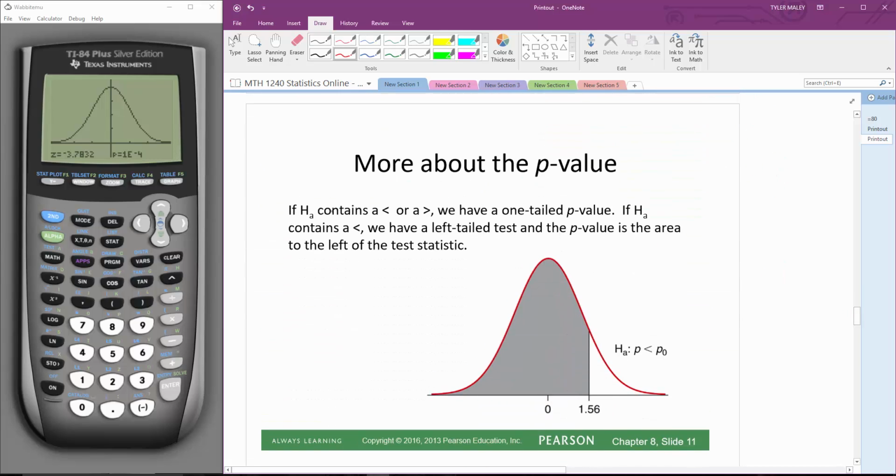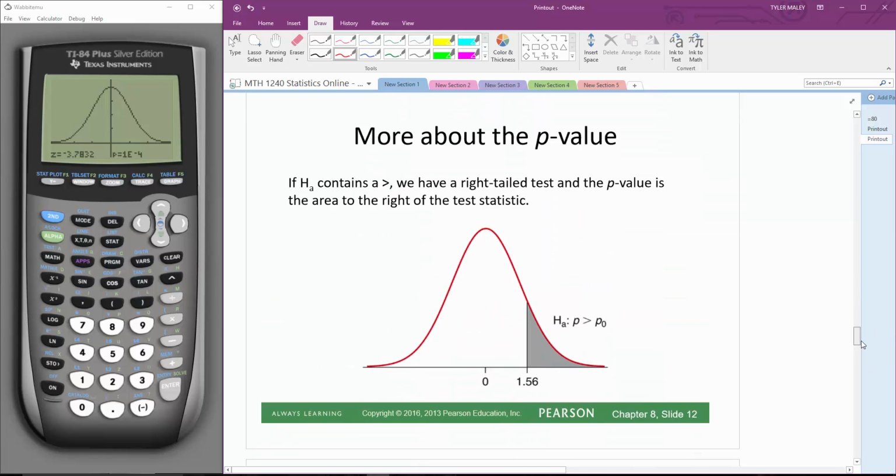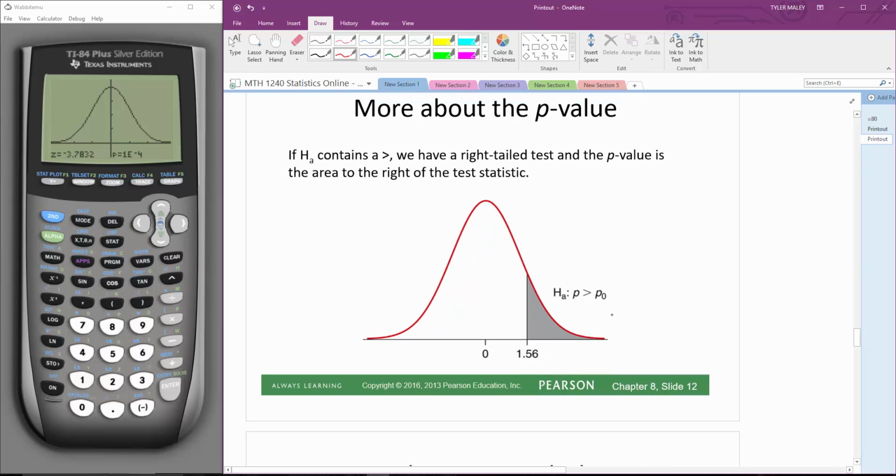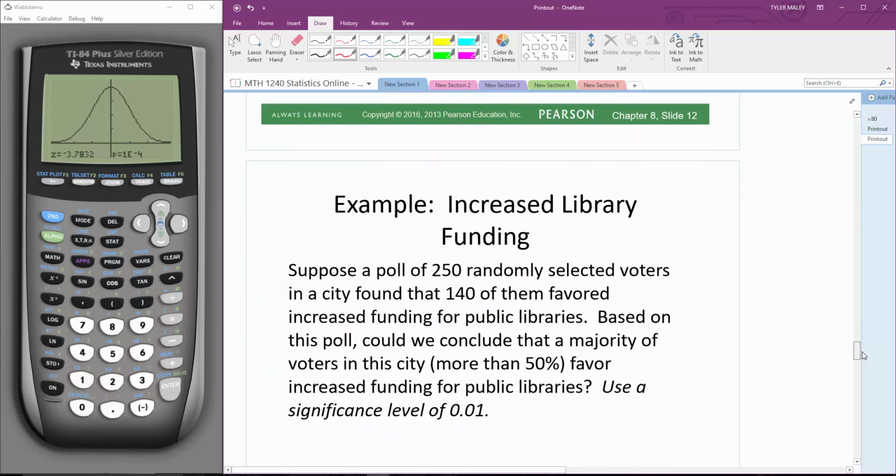So more about the p-value. If we get a less than or a greater than, then we have a one-tailed test, as stated before. If we have a less than, we have a left-sided test, so the p-value would be this area. On the next slide, another graphic on a right-sided test. If p is bigger than p naught, I want to find this value, so this is my p-value. It's important to be able to draw the curve when we're doing this and think through what area we're trying to find.